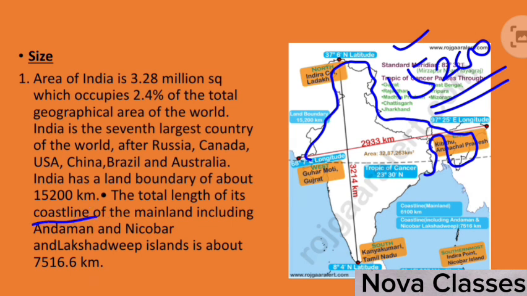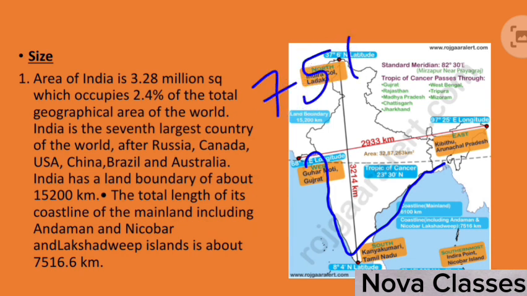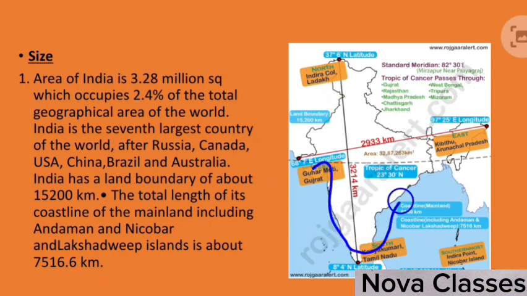Okay, and if we talk about the total length of the coastline, coastline means we are talking about this one. Okay, so it is around how much? 7,516.6 kilometer. How much? 7,516.6 kilometer. That is the coastal line. Okay, and you can see that this is the land area.